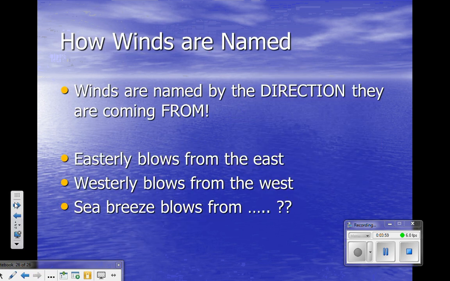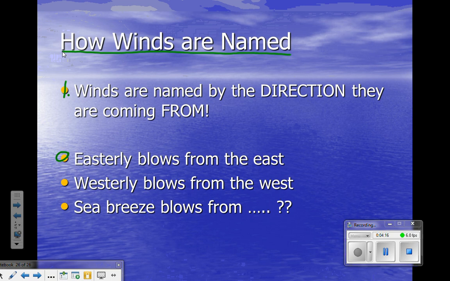All right, how winds are named. So you're going to put another heading. You're still on the same page if you have room. All right, this is a secondary heading. All right, number 1, winds are named by the direction they are coming from.